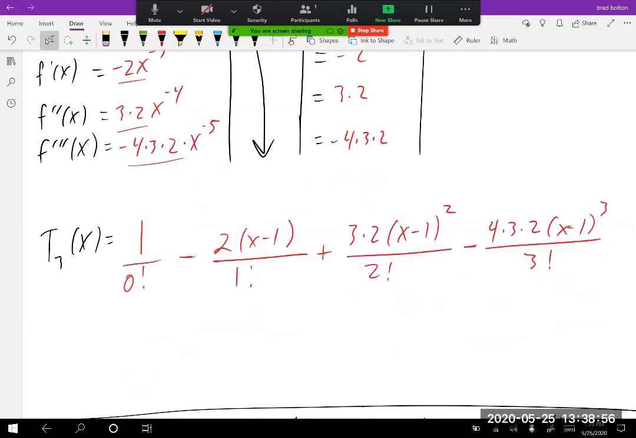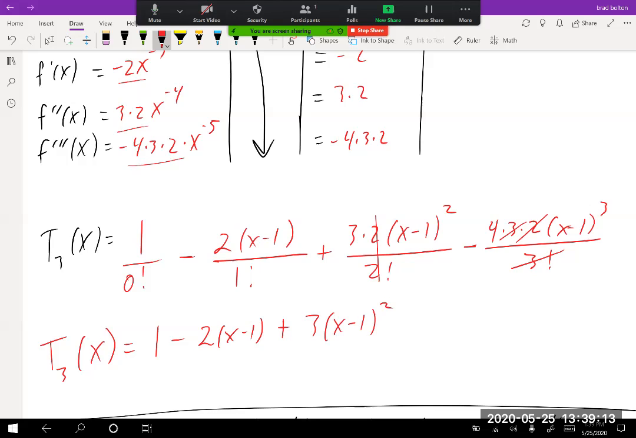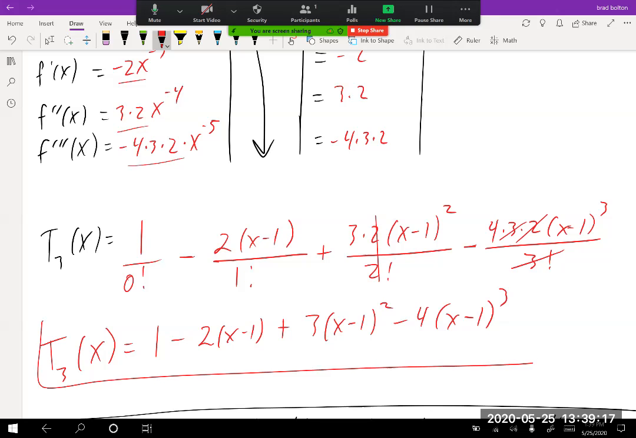Okay, so then our official t sub 3, if we want to clean it up, this is actually the answer, but if we want to clean this up a little, we could cancel this and this, right? So then we would have 1 minus 2 times x minus 1 plus 3 times x minus 1 squared minus 4 times x minus 1 cubed. And that would be our Taylor polynomial t sub 3, okay?